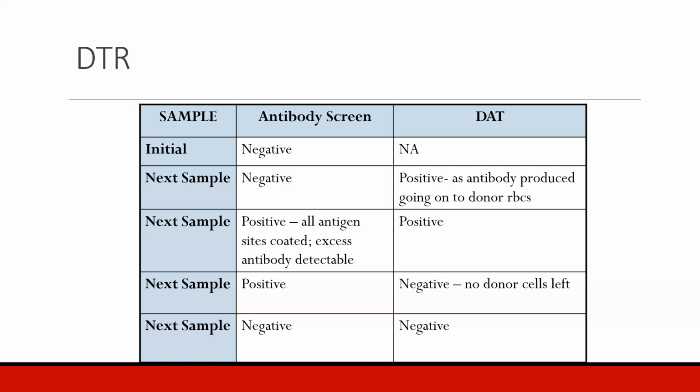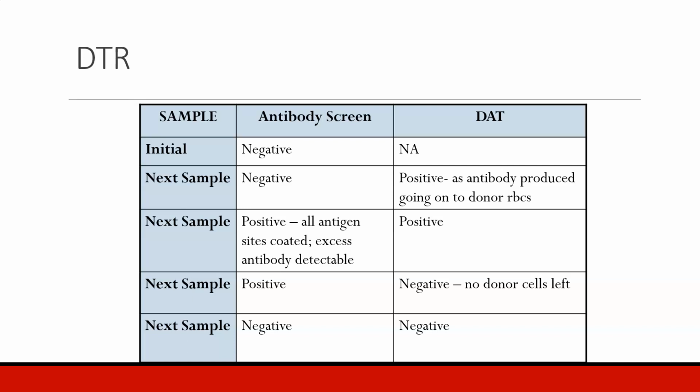Once all the donor cells are coated, and you see the next sample, the antibody screen will be positive because there's no place else for these antibodies to go, so the surplus will then be present in the plasma. And at this time, the DAT will be positive because the donor cells are present and they're coated with patient antibody.